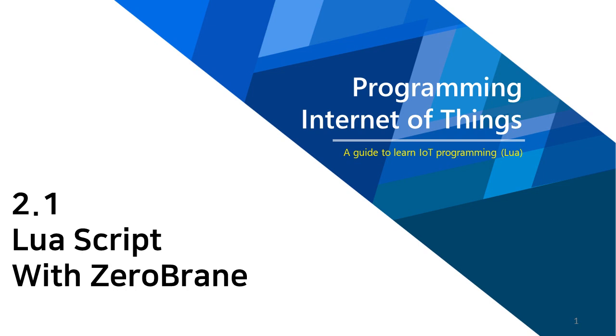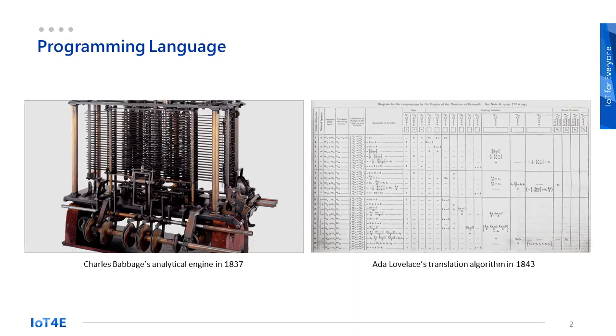In this lecture, we'll talk about the programming languages in Lua. After the invention of Charles Babbage's analytical engine in 1837, computers have always needed instructions to perform tasks, and the instructions come in the form of coding languages. Ever since 150 years ago, with Ada Lovelace's translation algorithm, one thing is constant about these languages. They are constantly evolving. Newer and better features are continuously introduced, and the result is a staggering number of coding languages that all serve different and specific purposes.